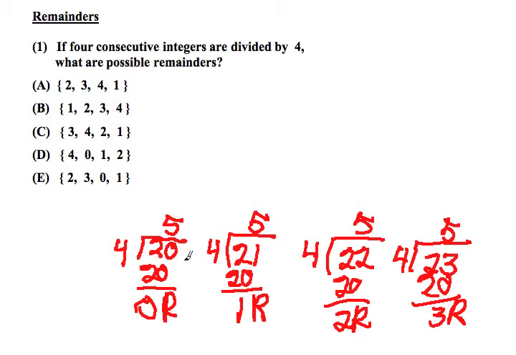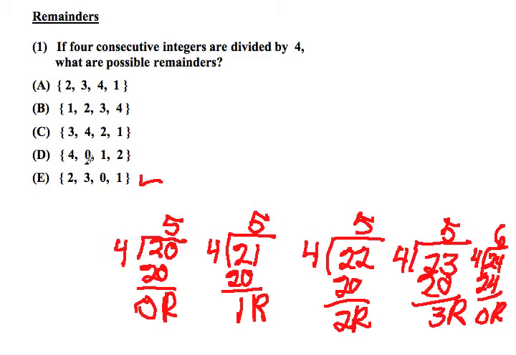But it doesn't have to start with 20. It could start with 21, 22, 23, 24. So let's say, if we went 4 into 24, 4 sixes are 24, the remainder is 0. So you see the pattern 0, 1, 2, 3, then it'll be 0, 1, 2, 3, or it could be 2, 3, 0, 1, which is E.